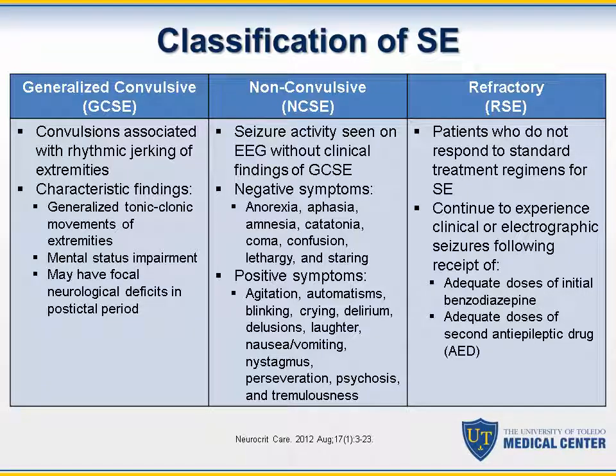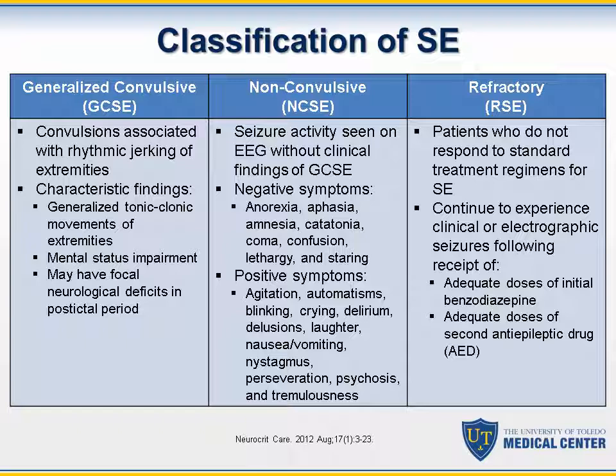NCS divides status epilepticus into 3 different classifications: generalized convulsive, or GCSE, non-convulsive, or NCSE, and refractory, or RSE. Generalized convulsive is characterized by convulsions associated with rhythmic jerking of extremities, whereas non-convulsive is the opposite, where it's seizure activity seen on the EEG without clinical findings of GCSE. Some negative symptoms and positive symptoms associated with non-convulsive are listed there.